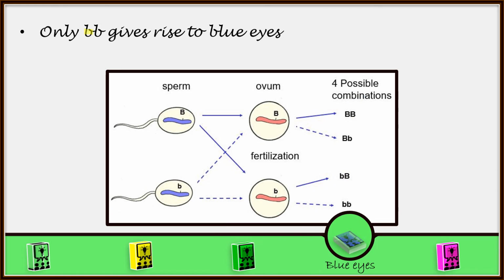Only small b will give the blue eyes. So this one will only be the one having blue eyes. Why? Because it is small b and smaller b. Both of them are recessive, and therefore both of them will express themselves, and the offspring will have blue eyes.